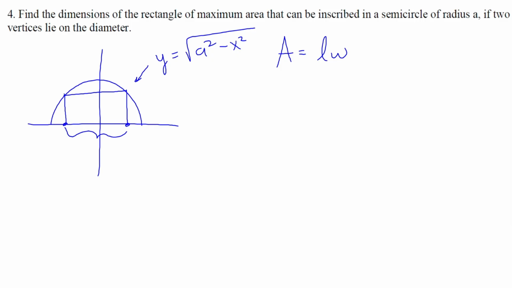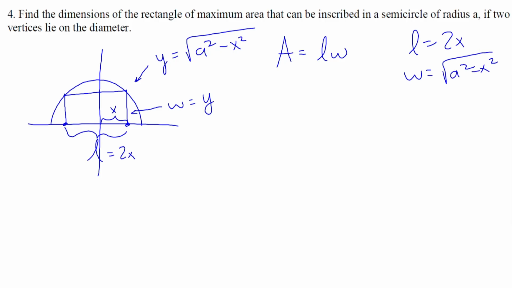Well, our length here is going to be symmetric across the y-axis. So if we've gone over x units, then our length is going to be 2 times x, because we've just doubled that on the other side of the y-axis. So our length is going to be 2x, and our width, or our height, w, is just going to be whatever the height of the function is at any given x value. So our w is just going to be root a squared minus x squared. And so our area function is going to be 2x root a squared minus x squared.